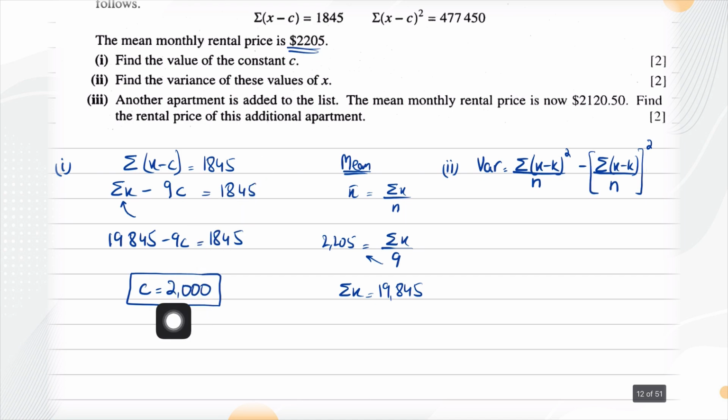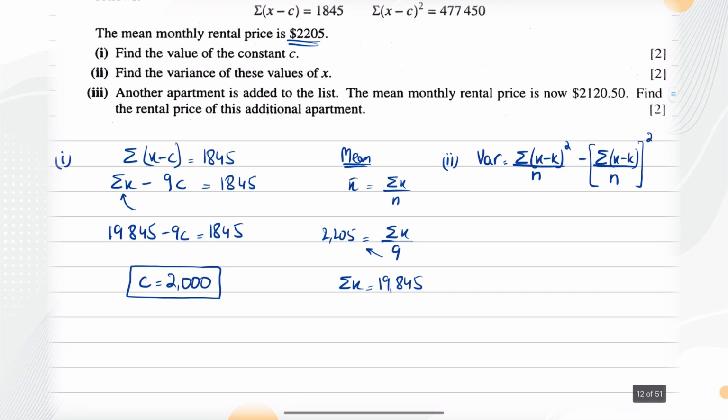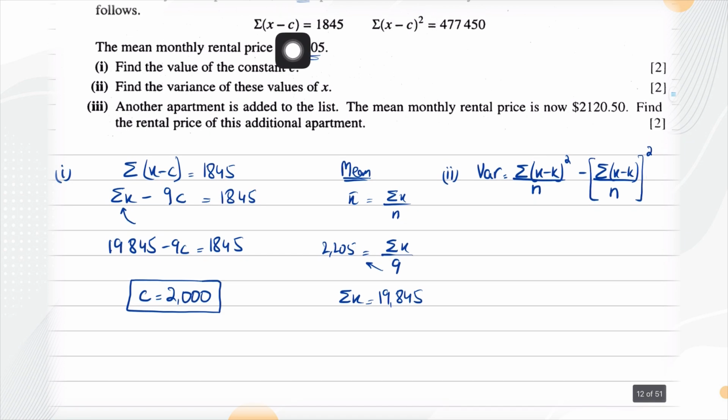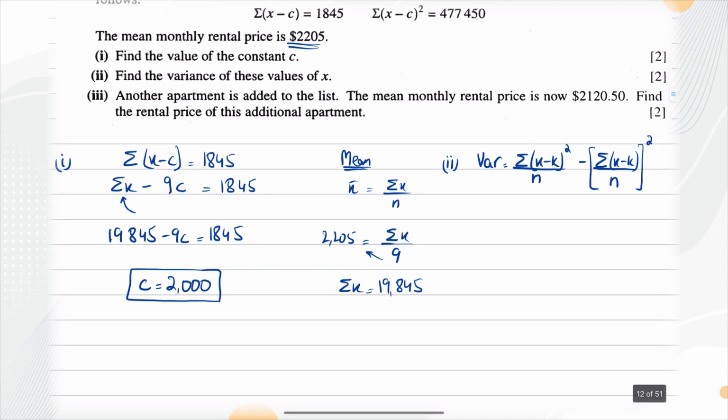So that means what's the new mean going to be? The new mean is going to be 2205 minus 2000. So you can do it like that, or you can simply use this summation x minus c. Replace this with 1845 and divide by 9. So either way, you'll get the same answer. Doesn't matter what you use. So let's work this out. Summation x minus k whole squared, as you can see, is 477,450.